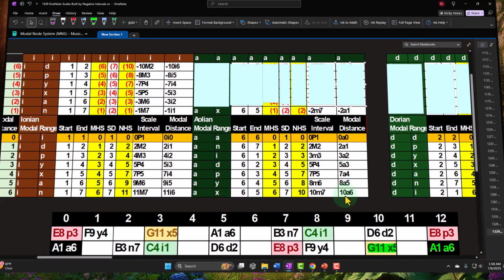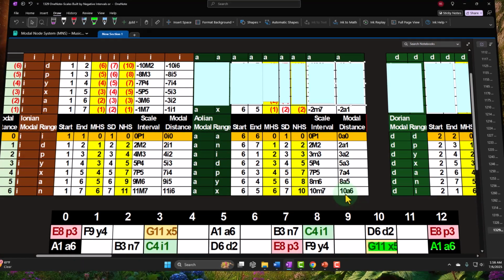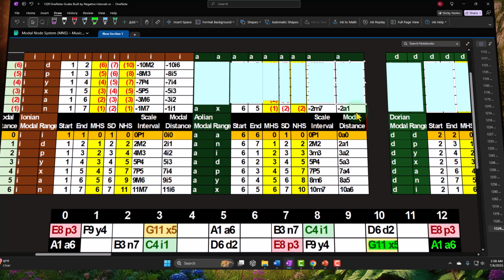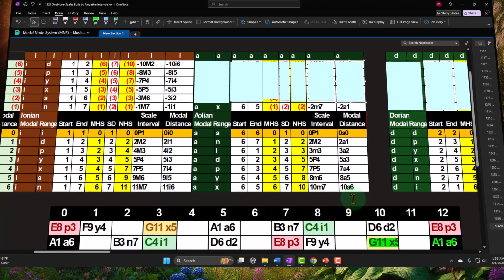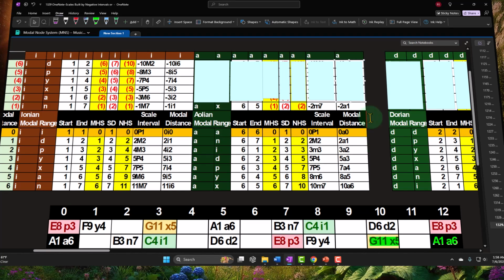Why? Because going forward, it would still be 12 clockwise, but 7 minus 1 gives you the going forward direction, or clockwise direction, of 6. So a 10-note away Aeolian 6. See how this makes sense?